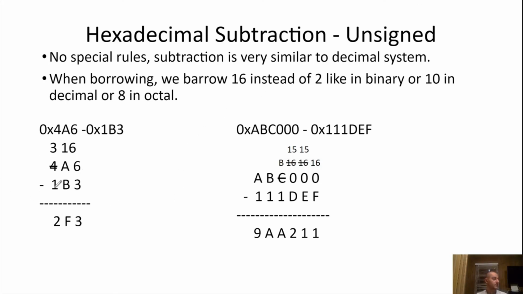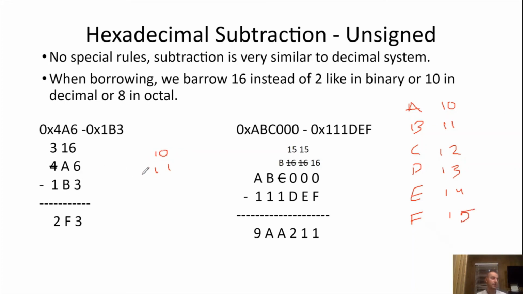We have 4a6 minus 1b3. So 6 minus 3, 3. A minus b, this is smaller. So a is 10 and b is 11. So let me actually write these. So we have A, B, C, D, E, and F, 10, 12. Okay. So you see that A is 10 and B is 11.